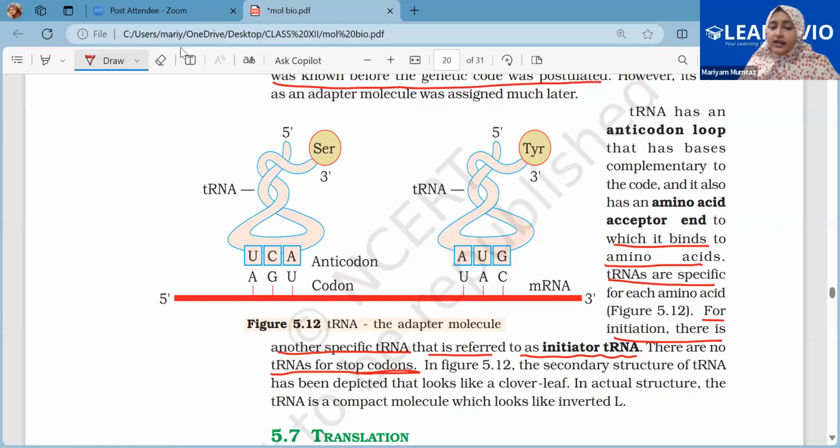Now, figure 5.12 is the secondary structure of tRNA that has been depicted to look like a clover leaf. In actual structure, the tRNA is a compact molecule which looks like an inverted L. But this figure that is right there on your screen is the secondary structure. It is the 2D structure of a tRNA molecule.